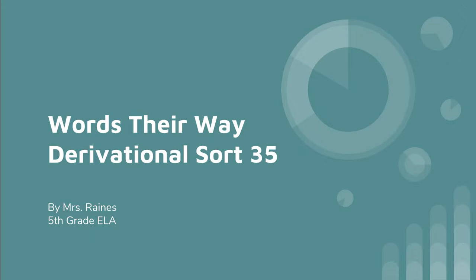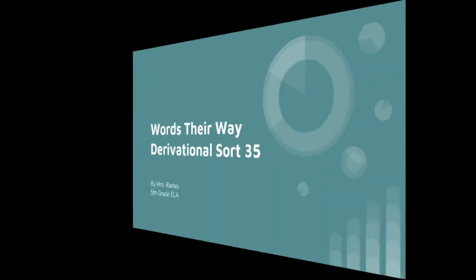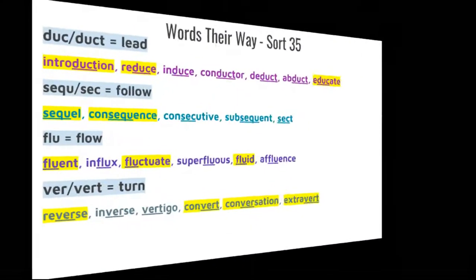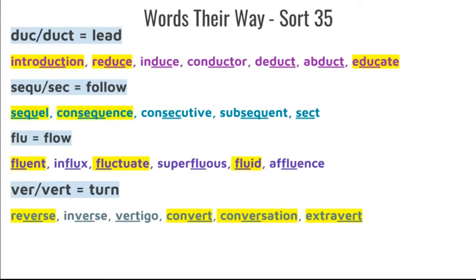We're going to have some help with some students today saying some of the words, but I'm going to go ahead and introduce the categories to you. We have duck and duct, which means lead. We have secu and sec, which means follow. We have flew, which means flow, and ver and vert, which means turn.